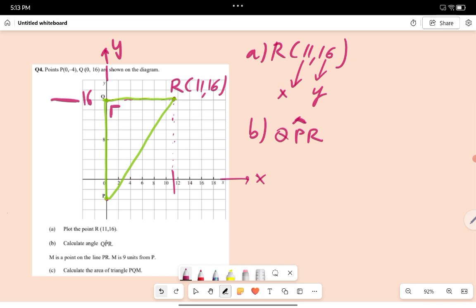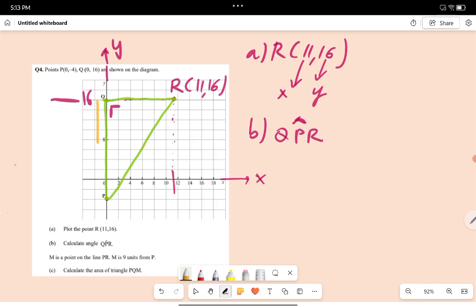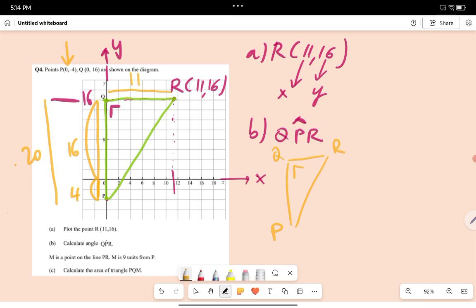Great, and now let's have a look at the sides of our triangle. So what is the length of this one? So we've got 16 up here, and we've got, how much was this? Well, P is (0, -4), so this distance is 4. So we've got 4 here. So this whole thing is 20, right? And what's the length of that one? That is 11. So basically our triangle looks like this. And we've got P, Q, and R. And we have 20 up here and we've got 11 up here.